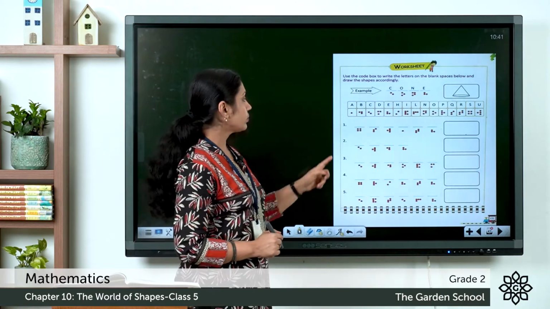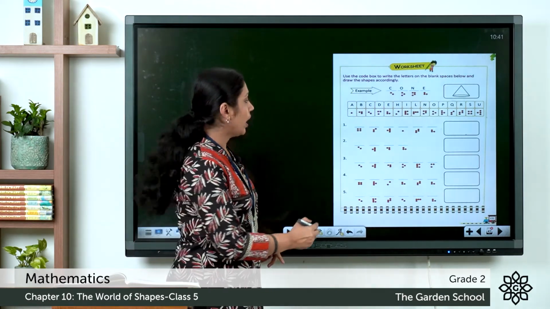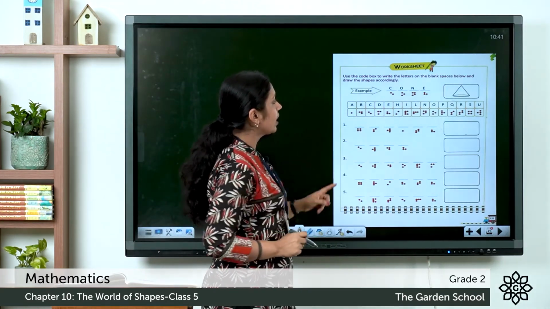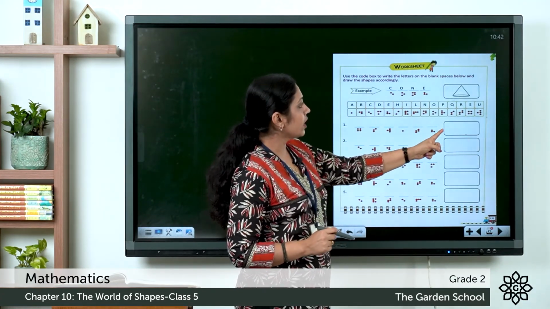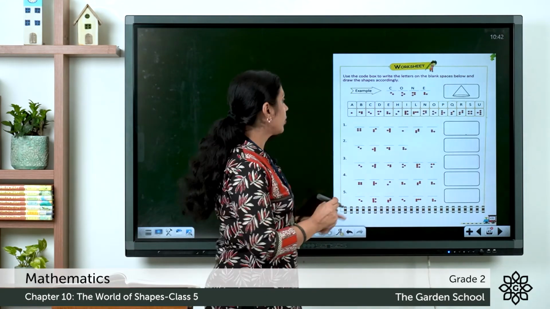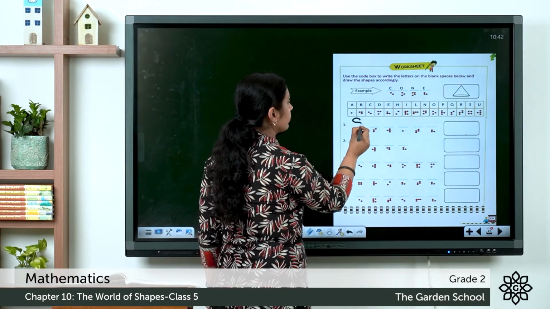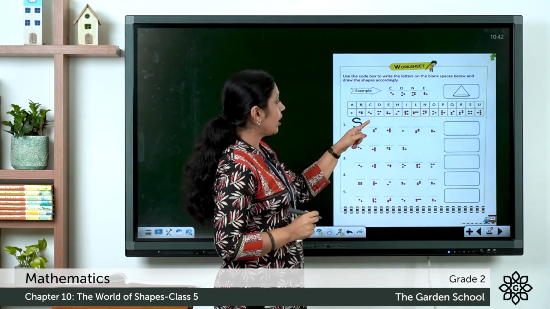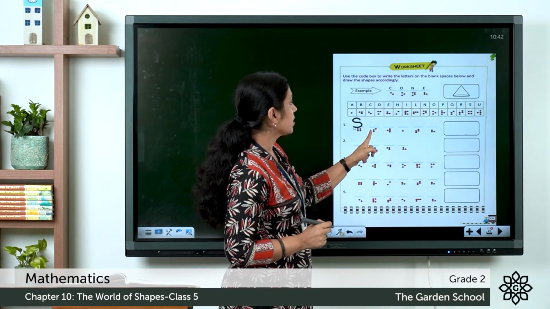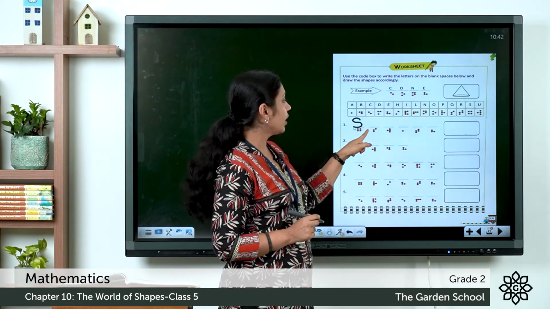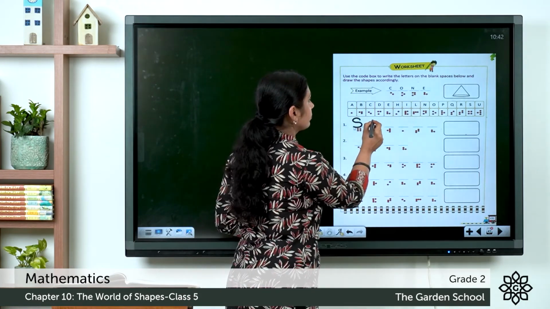Let's do one. Look at the first one. You have 4 dots given. Now let's find out from this box where are these 4 dots. You can see that it is yes. So write yes. Now look at the second. We have 3 dots. So find out from here which shape it is. Q. You can see here. So here you can write Q.